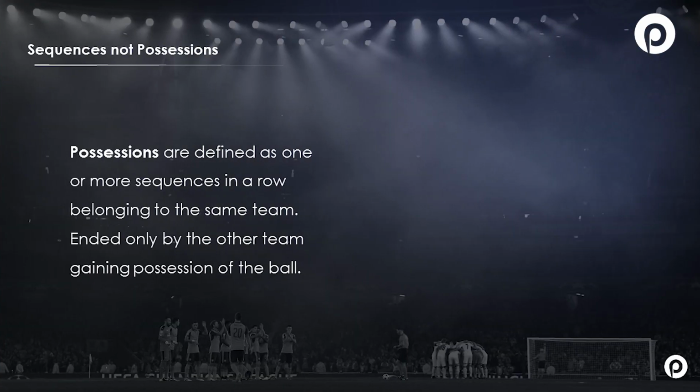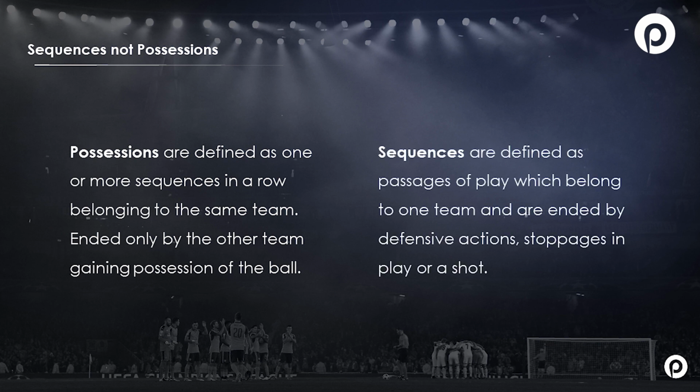So just for some points of clarity to start with, possessions are defined as a team owning the ball, and will only finish when the other team gains the ball, whereas sequences are defined as passages of play which can end in a defensive action, a stoppage, or a shot. So I'm concentrating on sequences of possessions rather than possessions themselves.